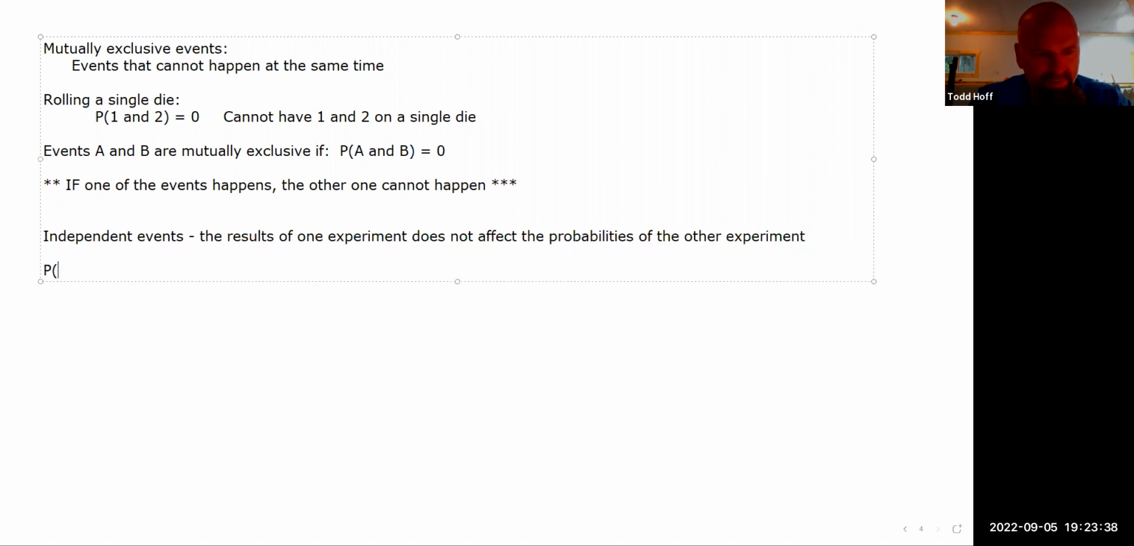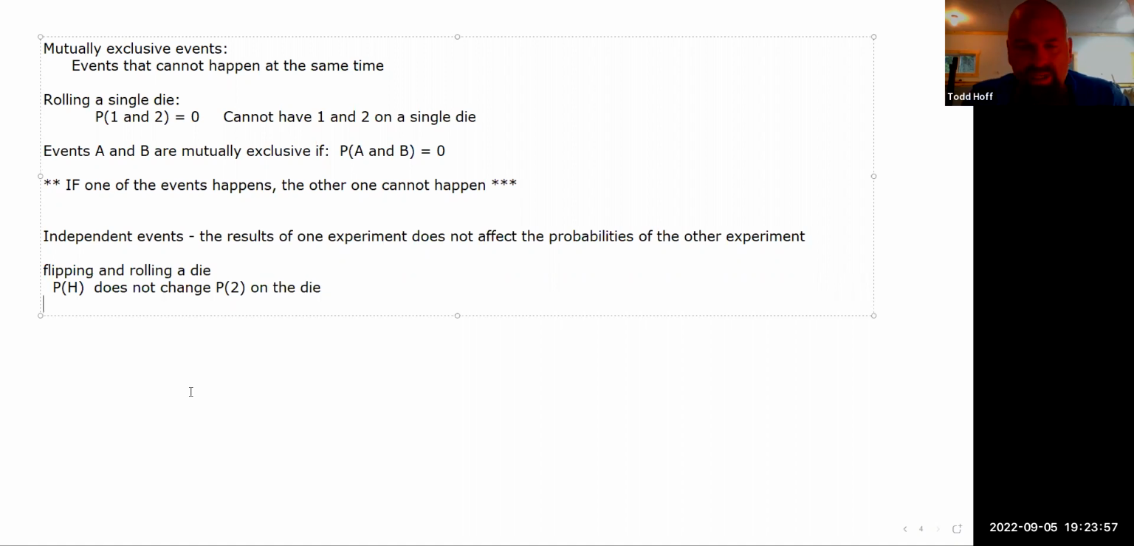An example here was flipping a coin and rolling a die. The result of the coin does not change the probability of getting a 2 on the die. If you get heads on the coin, you still have the same probability of getting 2 on the die. If you get tails on the coin, you have the same probability of getting 2 on the die. So no matter what you get on the coin, it will never change the probabilities on the die.